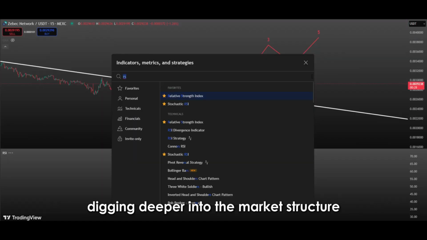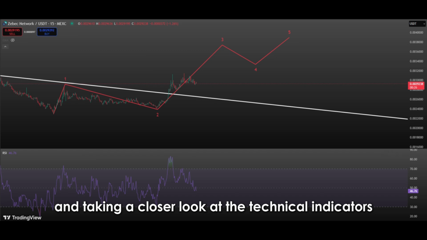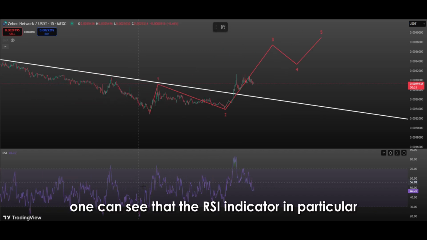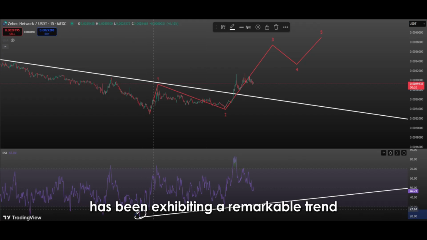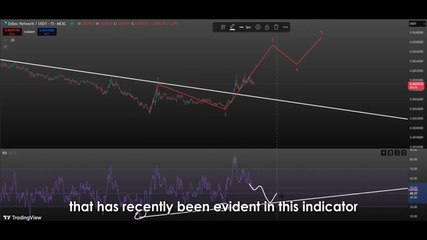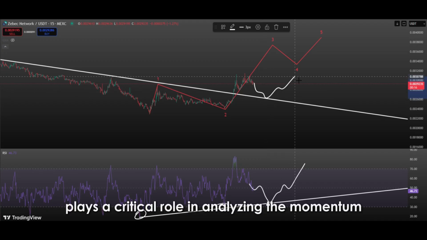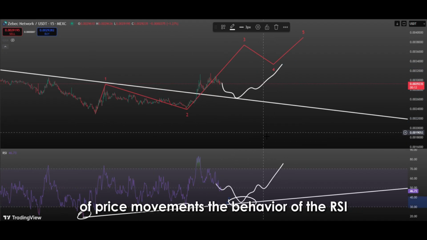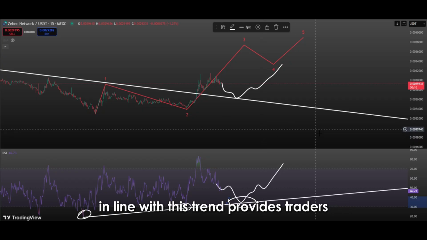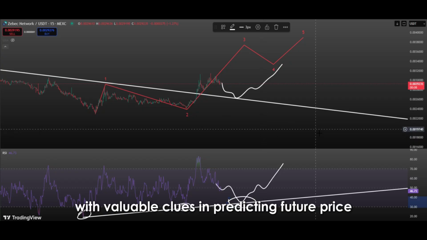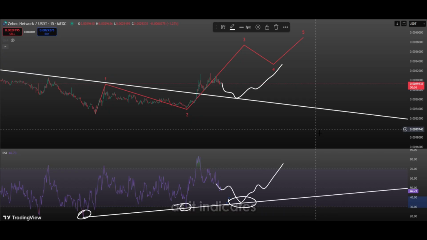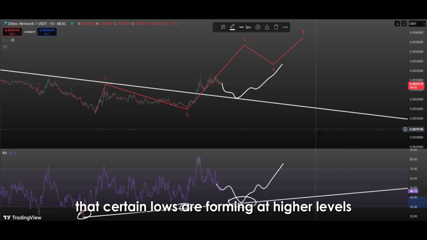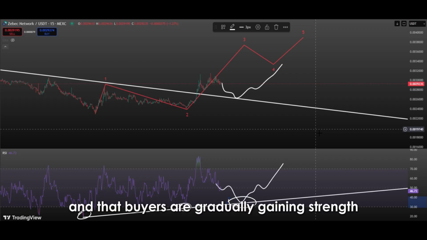Digging deeper into the market structure and taking a closer look at the technical indicators, one can see that the RSI indicator in particular has been exhibiting a remarkable trend. The upward trend line that has recently been evident in this indicator plays a critical role in analyzing the momentum of price movements. The behavior of the RSI in line with this trend provides traders with valuable clues in predicting future price direction. In particular, this bullish pattern is important as it indicates that certain lows are forming at higher levels and that buyers are gradually gaining strength.